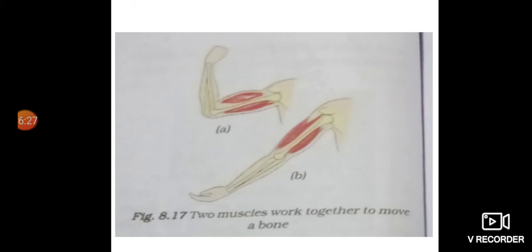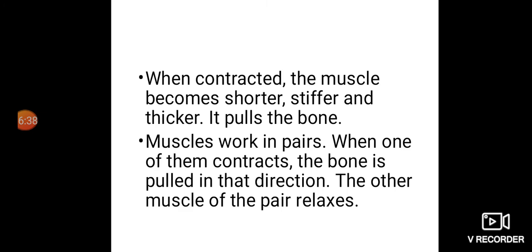So when contracted, the muscle becomes what? Shorter, stiffer and thicker. When contracted, the muscles become shorter, stiffer and thicker. It pulls the bone. So muscles also play an important role in the human body.